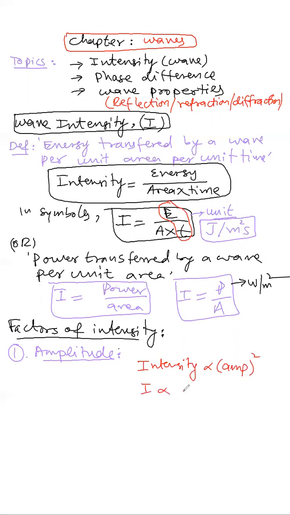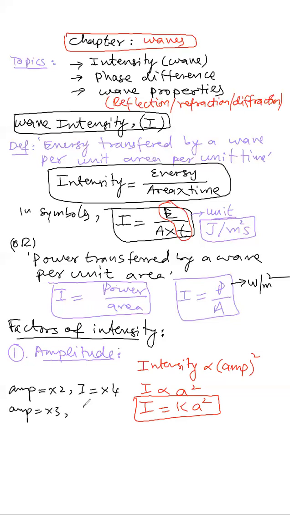Or in symbols, you can write it like this, or even assign a constant k with it as well. It means that if you increase the amplitude by 2 times, then the wave intensity will increase 4 times. If you increase the amplitude by 3 times, the wave intensity will increase by 9 times. On a similar scale, if you decrease the amplitude by 4 times, the intensity is going to decrease by 16 times.